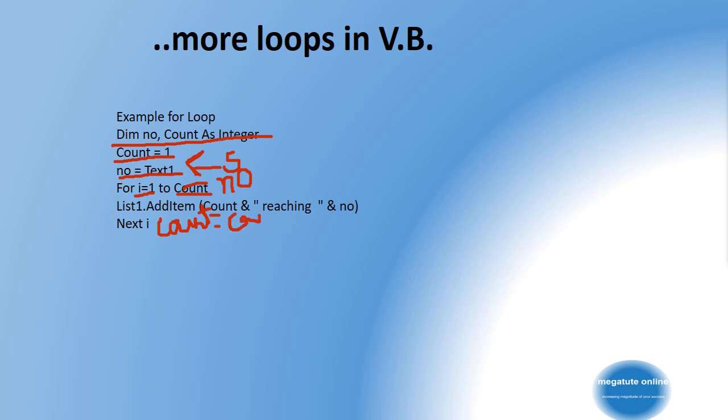This statement, count equals count plus 1, I need to update it here, otherwise the value of count will remain 1. The loop will end, but count will always show 1, 1, 1. It will not disturb the loop. The loop will go 5 times only, but the counter value will only show 1, 1, 1. So if you want the counter value to also update, you need to put this statement. I hope you have understood this, and now let's go to Visual Basic and do all this practically.